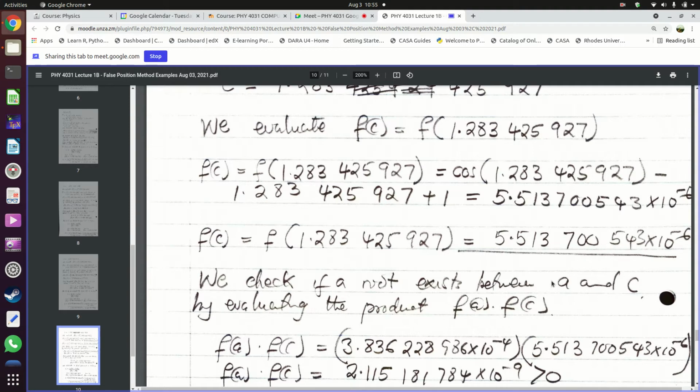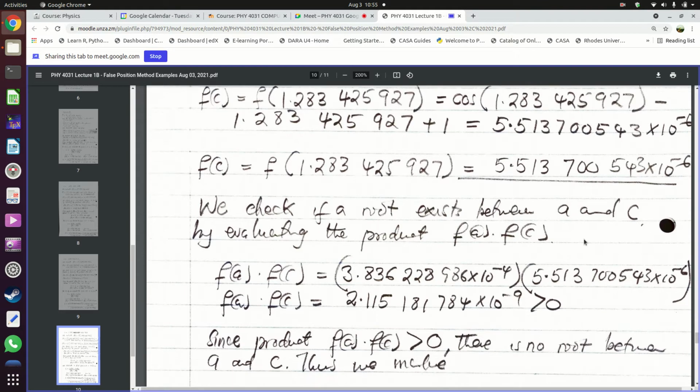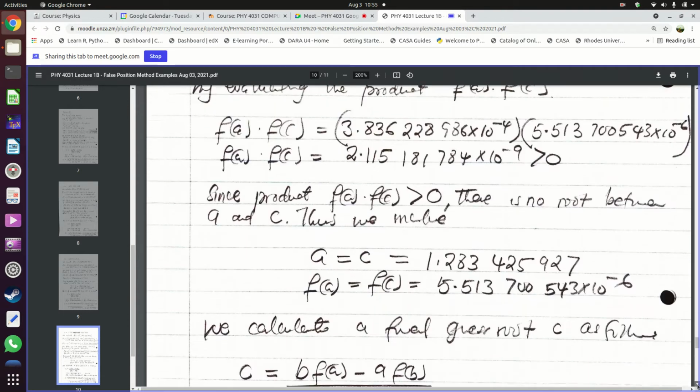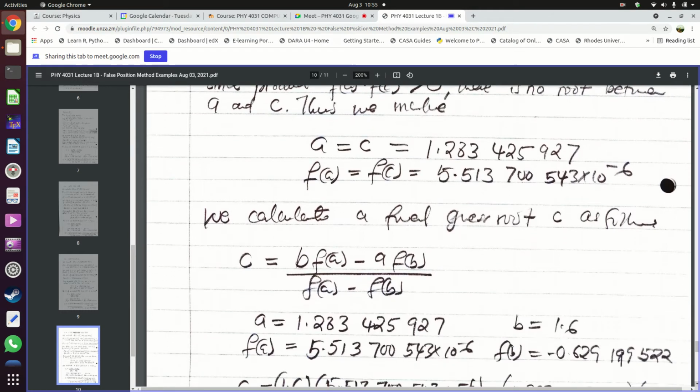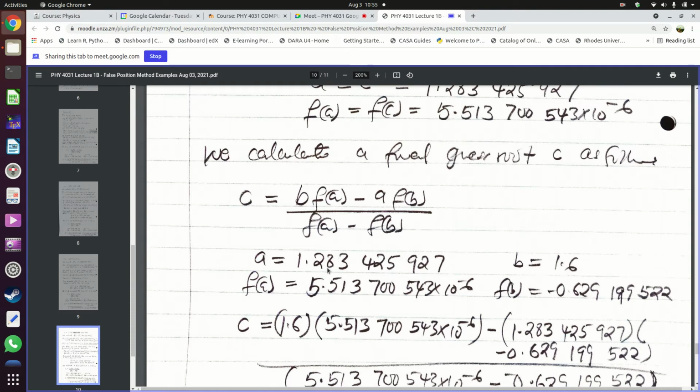If you check between A and C, how much are you going to gain? Your A is positive, your C is positive, so there's nothing between A and C. Basically, there is no root between A and C. If you do this, you work out the final C from this bit. You make your C become your new A, and your f of C become your new f of A, which is what you have here. Then you work out the final value of C based on the new A.